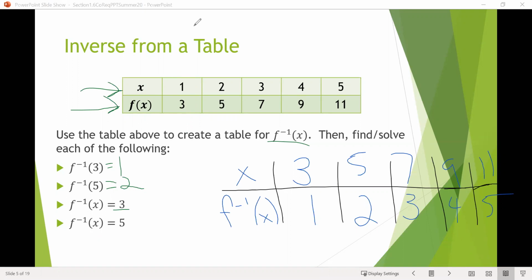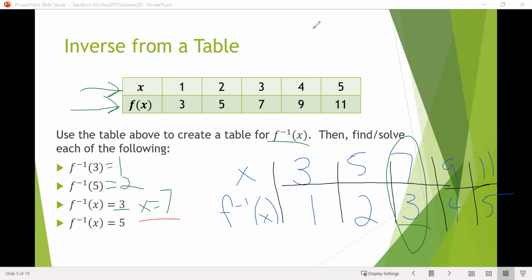So we're looking at, whoops, sorry about that, hit the wrong button. We're now looking at where 3 is the output, which is right here, and so we're trying to find the input, and it looks like that is at x equals 7. Recall there we wrote x equals 7, not f inverse of 7. We wrote x equals 7 because we were trying to find the input.